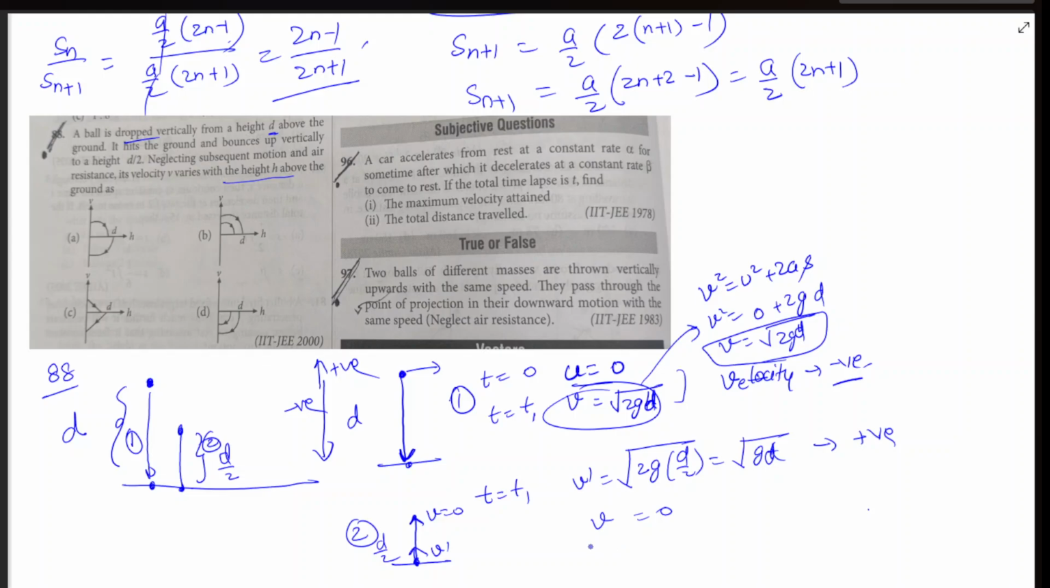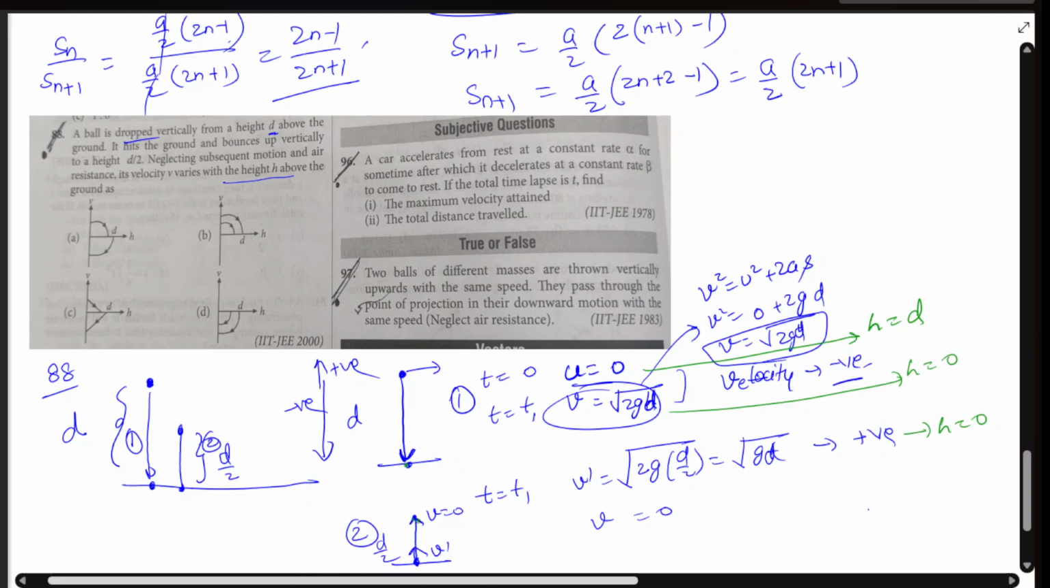So let's make the graph. At t equals 0, the particle's position is d. Then when it hits the ground, the particle position is 0. When it starts going up, the position is still h equals 0. But as soon as it reaches d by 2, the particle position is plus d by 2. This is all positive. Perfect.